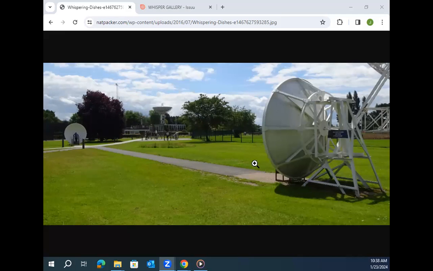And you whisper something so that someone beyond, say, a meter away wouldn't be able to hear you because you're just whispering. But if you're standing at the focal point of one of these dishes, then that sound will all get reflected to the other whispering dish.